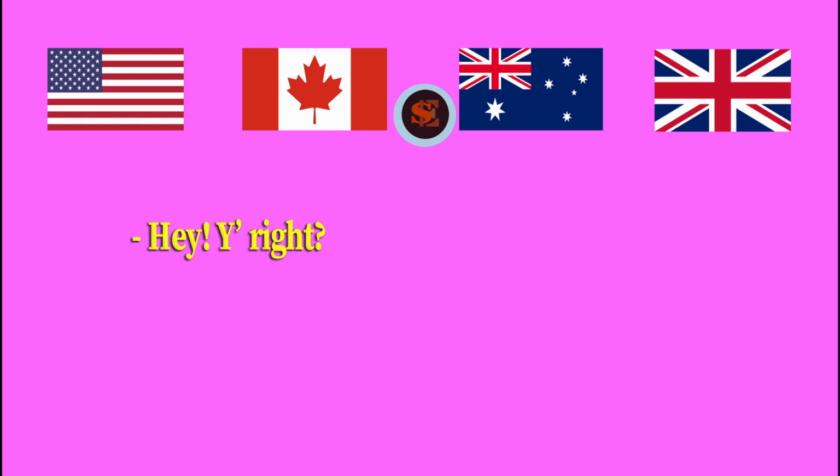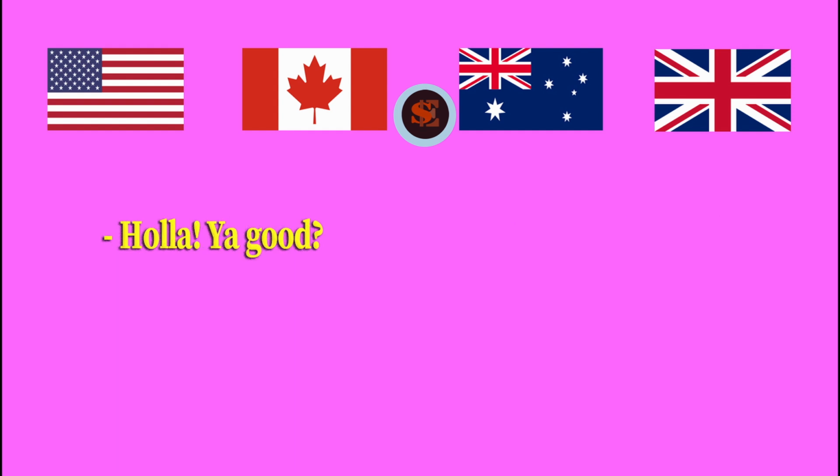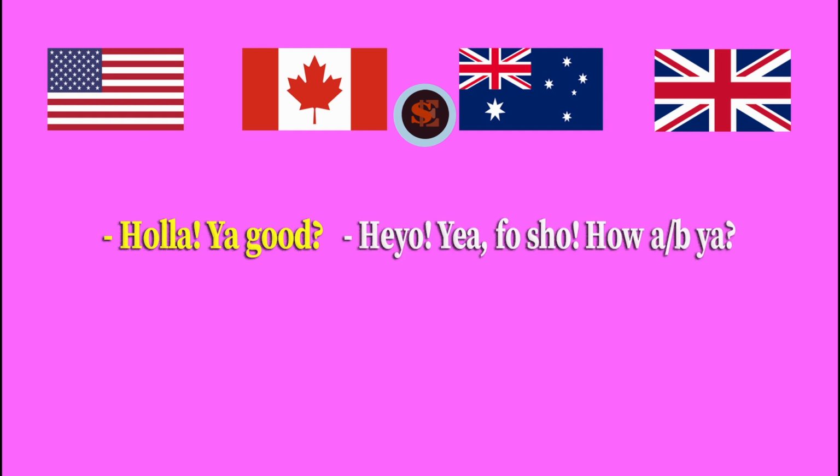The third situation. "Hey, you alright?" "Hi. Alright, and you?" "Yo, how you living?" This can be one of your possible answers. "Yo, aight. Just chillin'. How about you?" "Hey, you good?" "Hey yo. Yeah, for sure. How about you?"